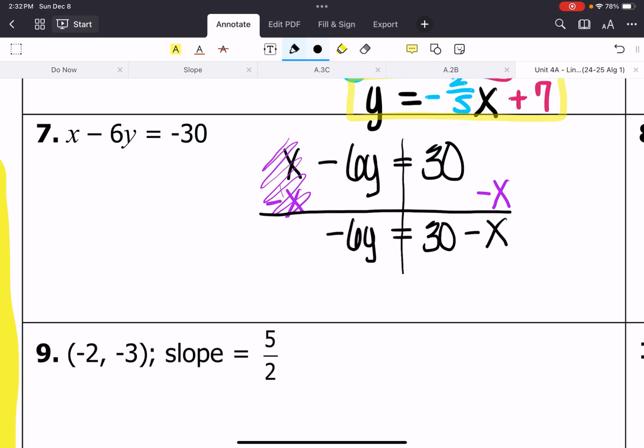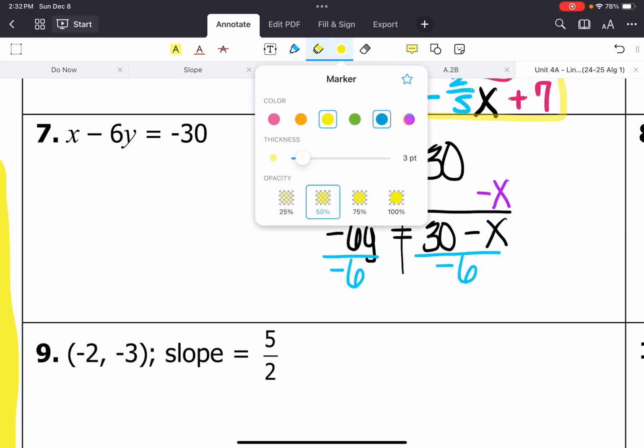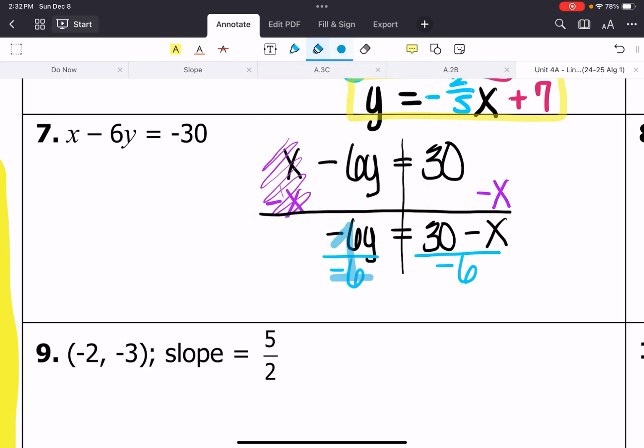Y is not by itself yet. We're multiplying it times negative 6. The opposite would be to divide by negative 6. And what you do to one side, you do to the other. Negative 6 divided by negative 6 gives you 1. Y is by itself. Then on the right-hand side, remember, when the variable is by itself, that's basically saying 1.